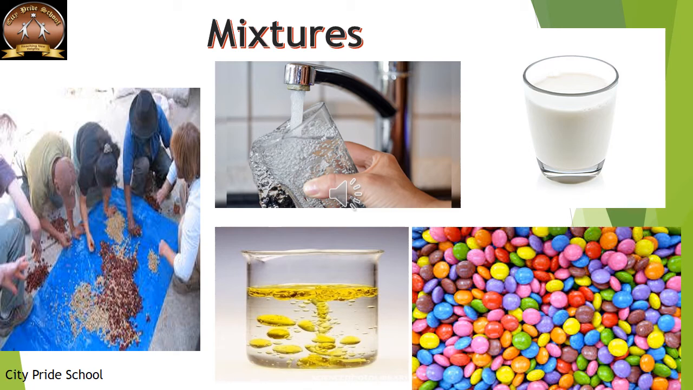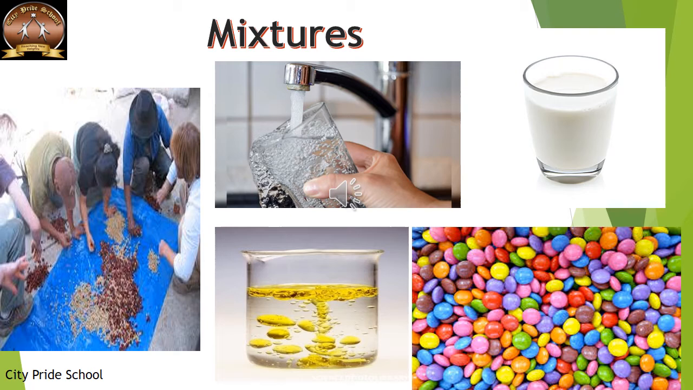Now you can see so many different types of mixtures here, right? Like in the first case, you see that many grains are mixed, and these people are trying to separate the grains according to their requirement. Then drinking water, you see, plain drinking water also is a mixture. In water there are so many dissolved gases, dissolved minerals, which are beneficial for us. Then we can see here oil and water mixed. You can see different colors of gems.